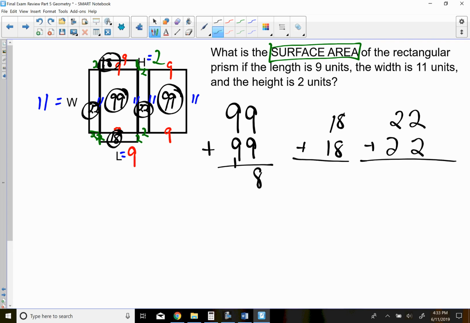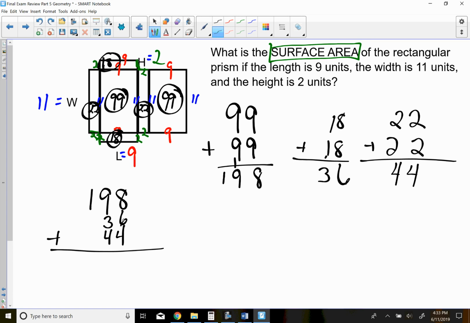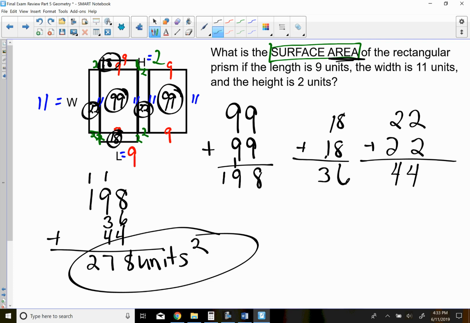So I got 18 doubled. So that piece is 198. This piece would be 36. And here's 44. So 198, 36, and 44. So 4 and 6 makes 10, and 8 would make 18. Here's 10 plus 7, so that's 17. So 278 is the surface area. Area is square units, and they're using units, not inches or centimeters. So units squared. So 278 units squared. So a rectangular prism is made up of rectangles, not squares. And there's 2 of each area. And that's it.